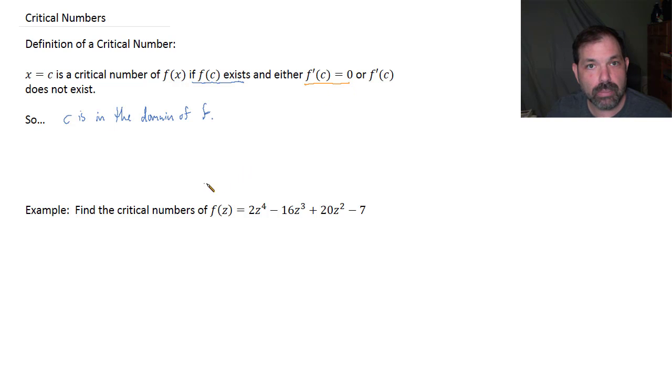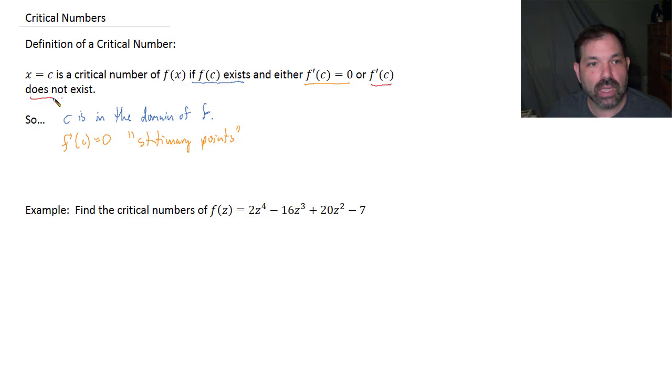Now, that means those numbers are what we have been calling stationary points, right? f prime of c equals 0. We've been calling those stationary points. So if we think about what that means, those are points where the derivative is 0. So those are points where the tangent line is horizontal. Okay? Or f prime of c does not exist.